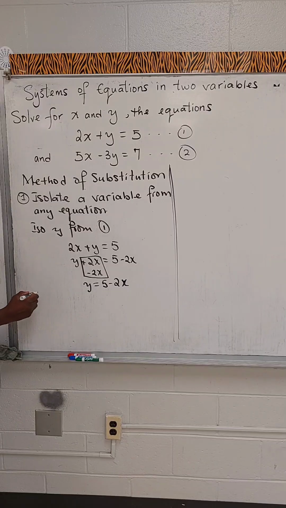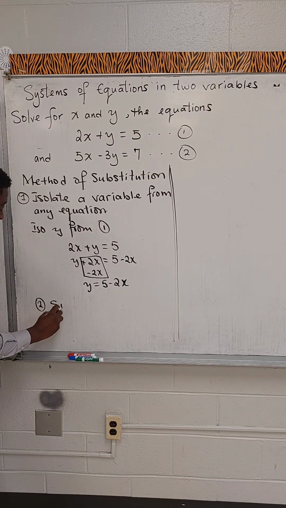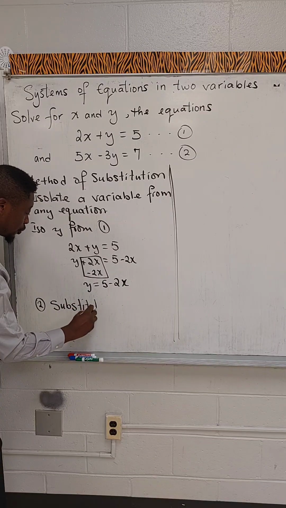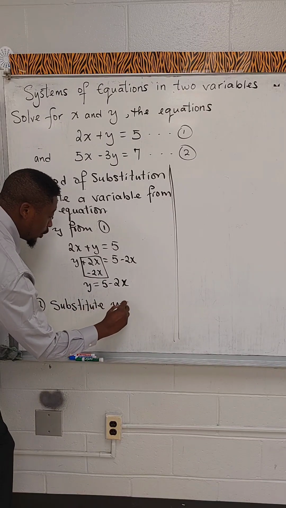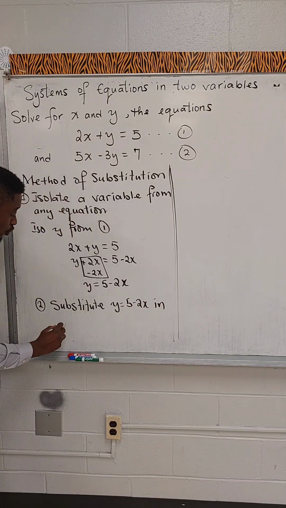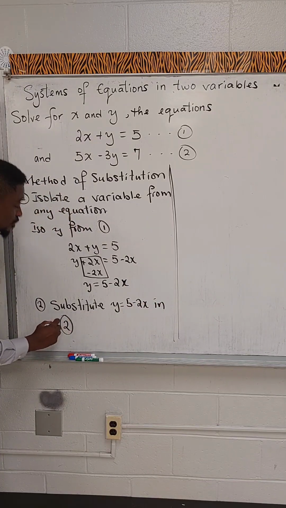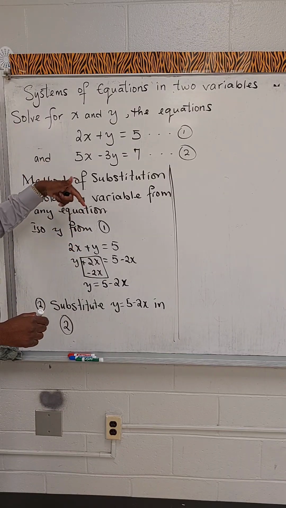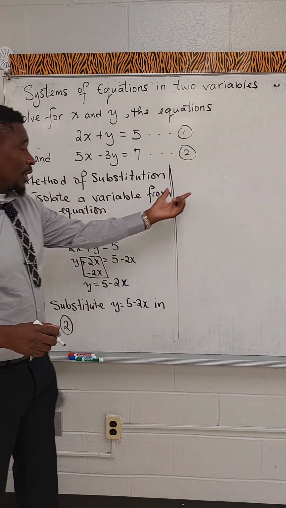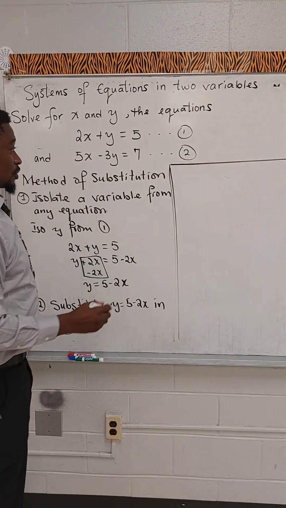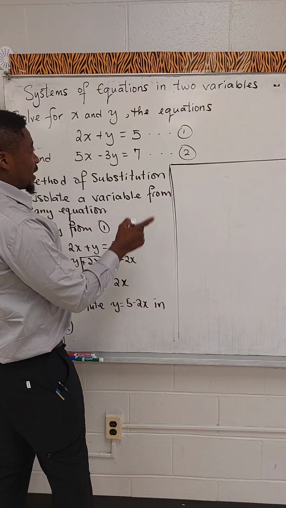Okay, now that moves us to step 2. Step 2 now is the substitution. That is where the method gets its name. We will substitute y equals 5 minus 2x in equation 2. Okay, so we cannot substitute in the same equation that we isolated y from. We now substitute in the other equation, which is equation 2. So we continue over here. We're substituting y equals 5 minus 2x in equation 2.